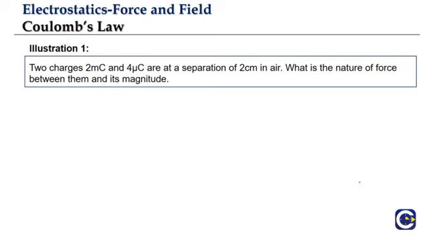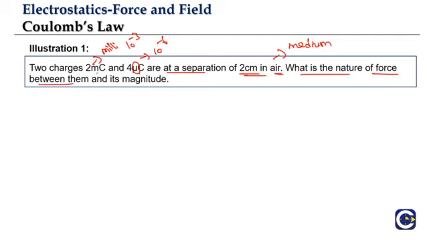Two charges, 2 mC. So this m will be milli. So milli means 10 power minus 3. Two charges, 2 millicoulomb, and 4 μC. Mu will be micro, 10 power minus 6. Two charges, 2 millicoulomb and 4 microcoulomb, are at a separation of 2 centimeter in air. So the medium is given as air to us. What is the nature of force between them?